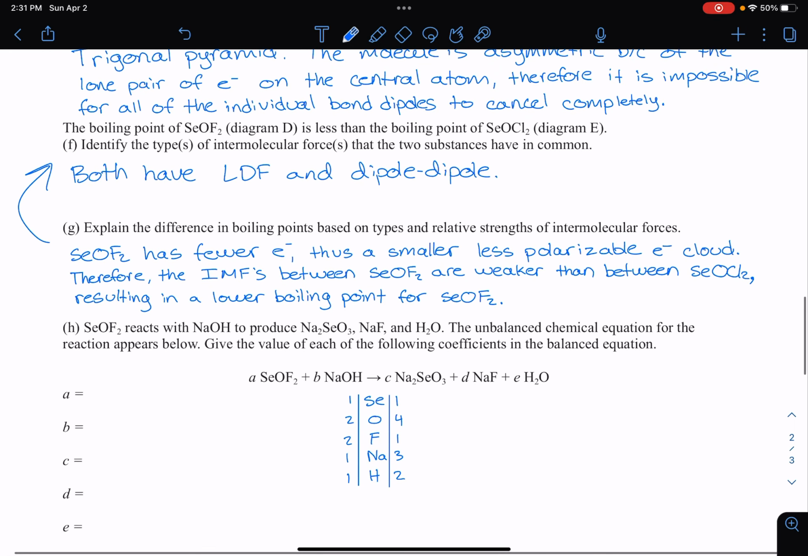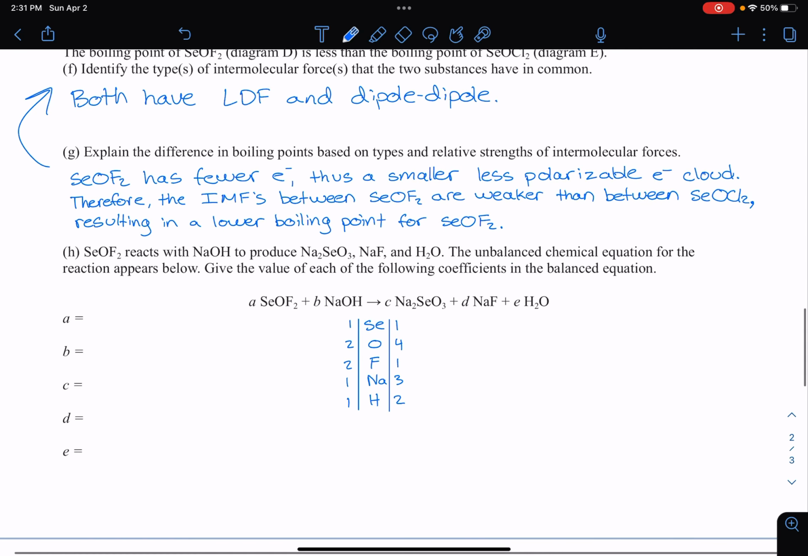When you're comparing molecules that are experiencing the same intermolecular forces, whether it's 1 or 2 or 3 different types of IMFs, if they're all the same, you're going to look at how many electrons each of the molecules has. The one that has more electrons is going to be more polarizable and therefore experience stronger forces and will have the higher boiling or melting point.